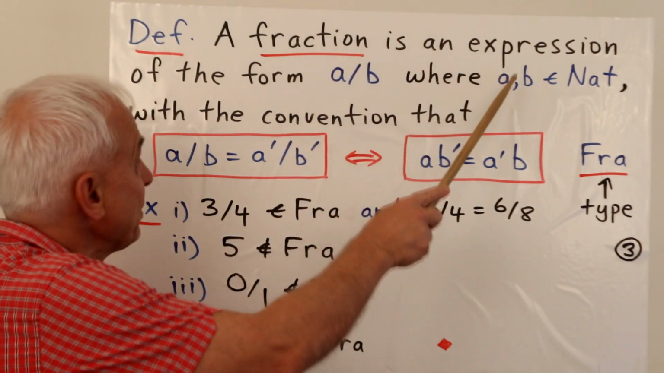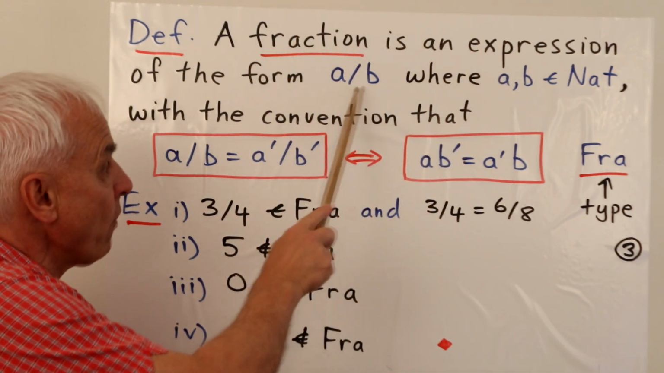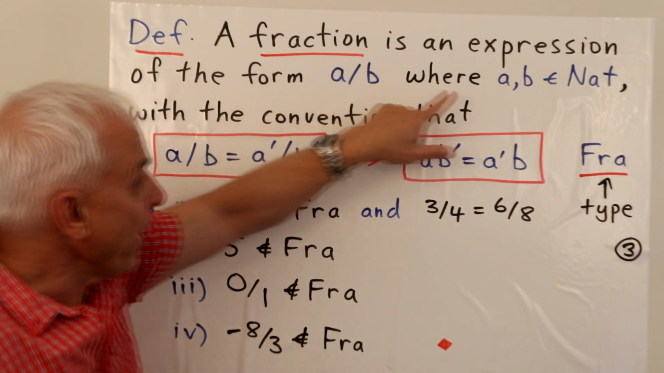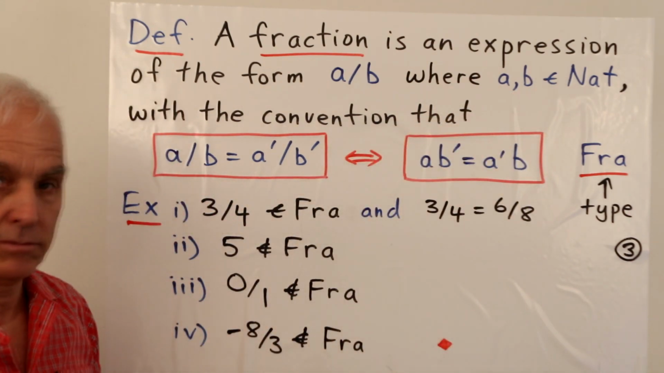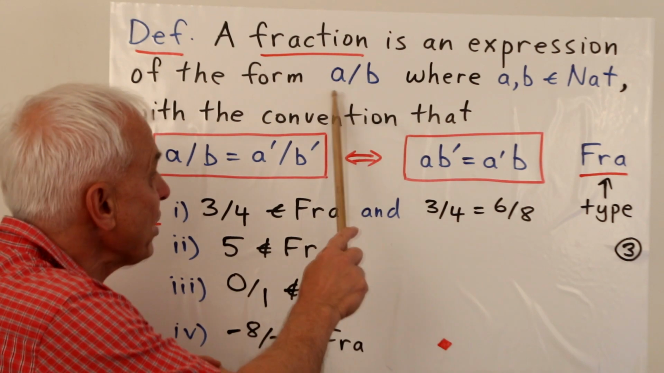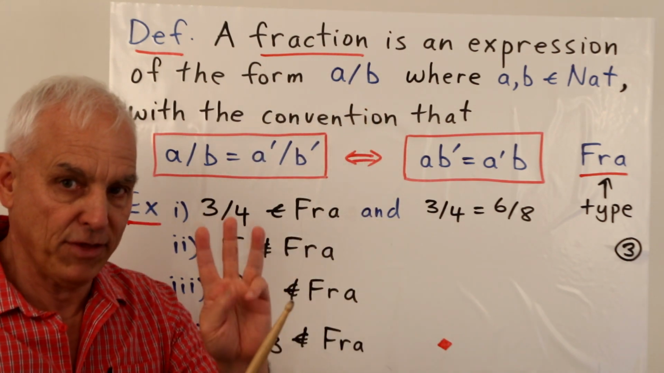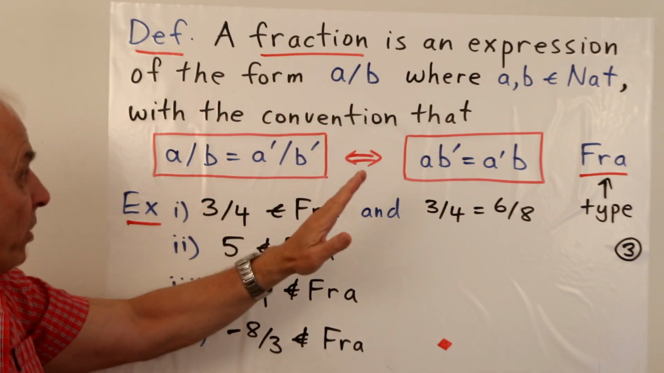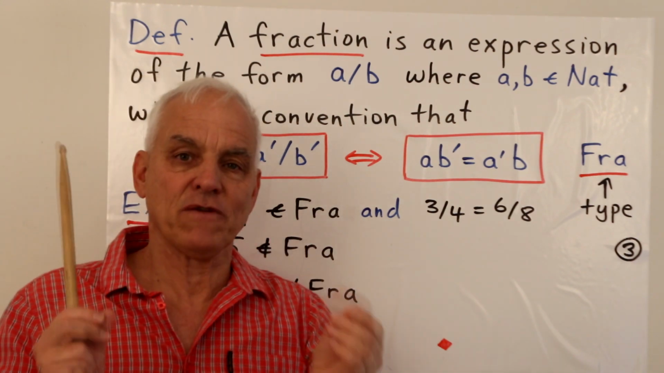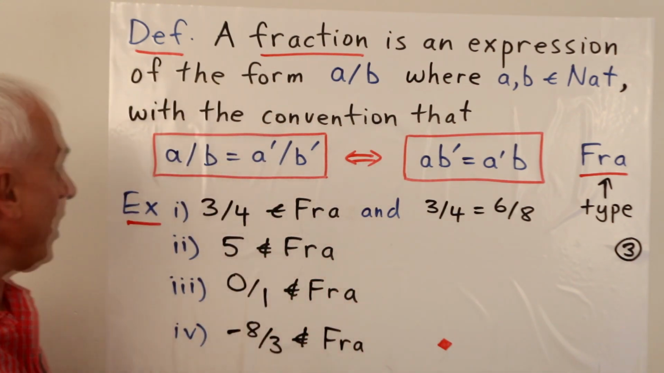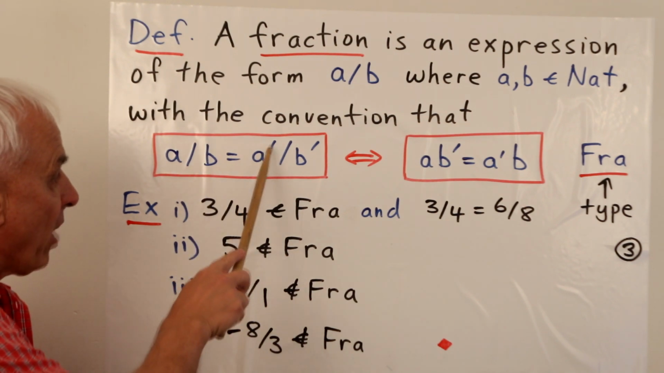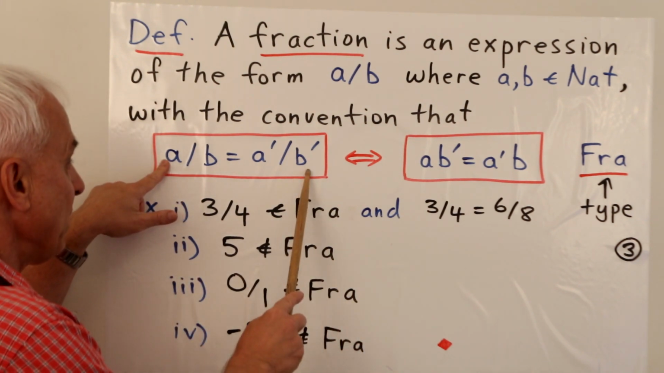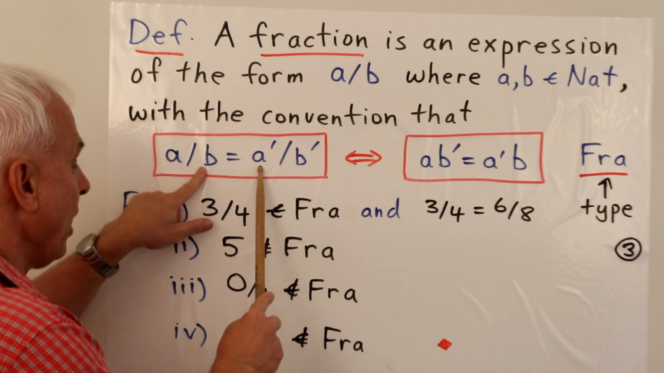Okay. So what is a fraction? A fraction is an expression of the form a over b. So there's a number here, there's this forward slash, and then there's a b, where a and b are natural numbers. So that's what a fraction is. It's an expression of this form involving three things: a natural number, a forward slash, and another natural number. But importantly, with the following convention for equality, we'll say that a over b equals a prime over b prime precisely when a times b prime equals a prime times b.